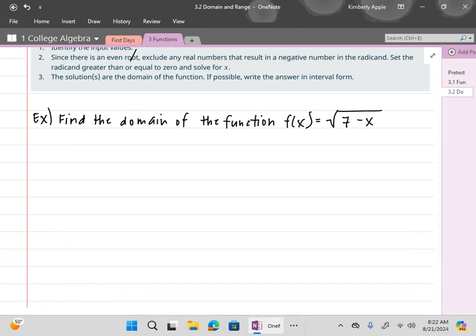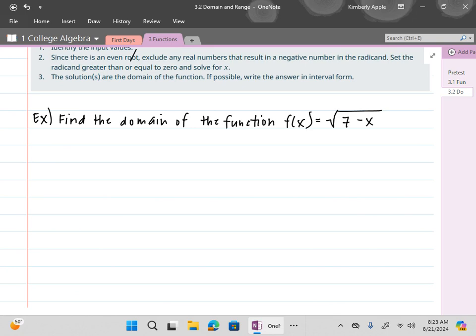What we need to understand here is that since there is an even root, we have to exclude any numbers that result in a negative number in the radicand. That is just a vocab word. The radicand is what is under the root. This cannot be negative, so it cannot be strictly less than 0.